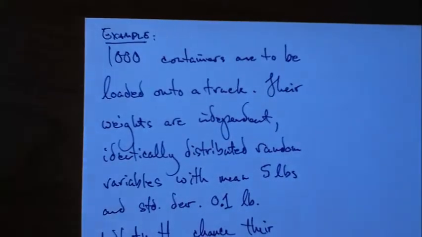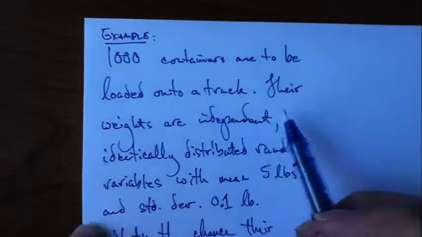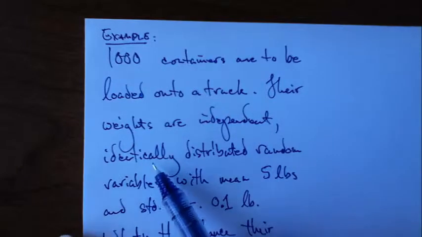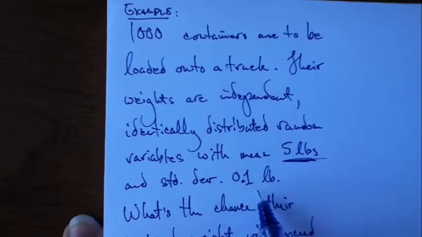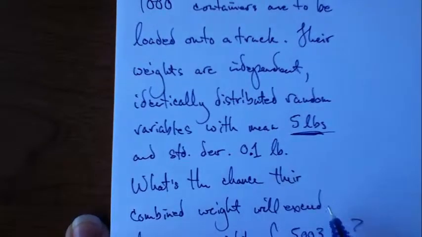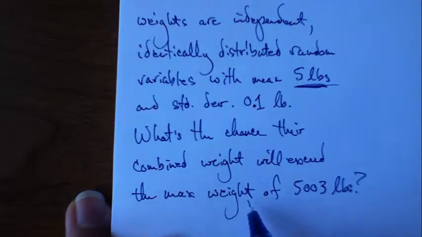So suppose that you have 1,000 containers that are supposed to be loaded onto a truck. Their weights are independent and identically distributed random variables with mean 5 pounds each and standard deviation 1/10 of a pound. What's the chance that their combined weight will exceed the max weight for the truck? This truck has a hauling capacity of, say, 5,003 pounds, something like that.